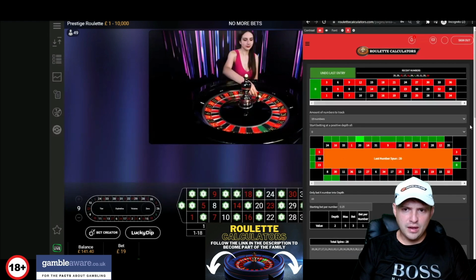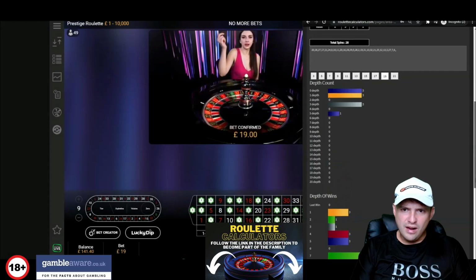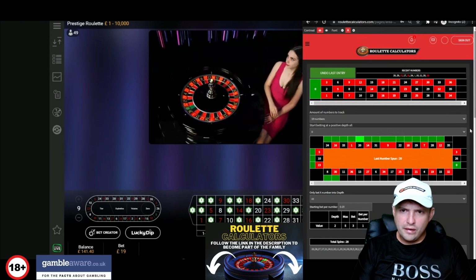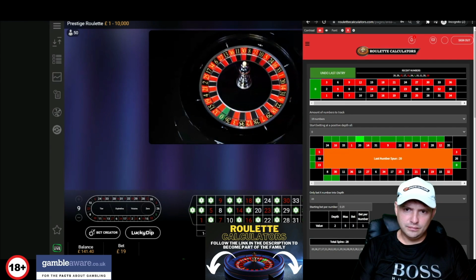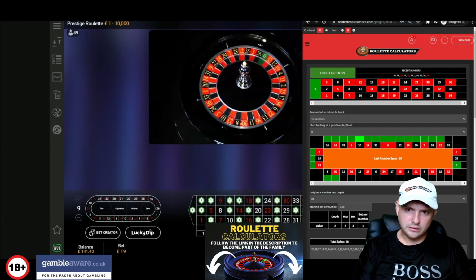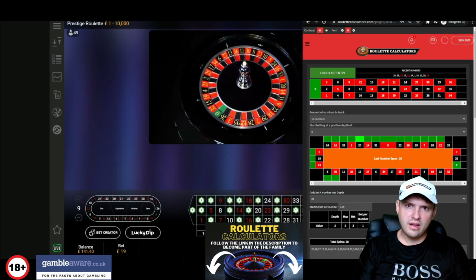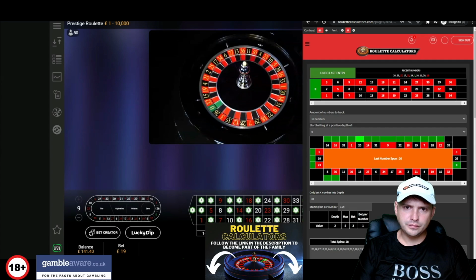Right, so it looks like he's putting a bet on the unhighlighted now. Yeah, because it's on a depth of 2. You've got to be careful with that. She does seem to be favouring the unhighlighted section a lot more, so hopefully it'll work out for him.